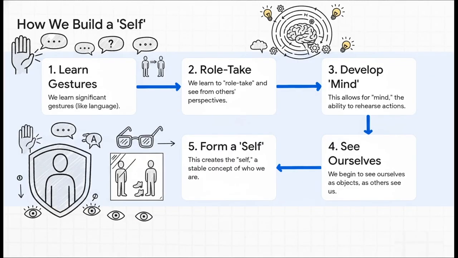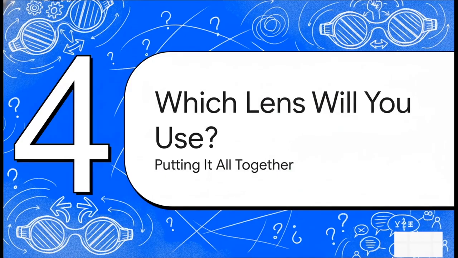One of the giants in this area, George Herbert Mead, actually laid out how this all works, how we even develop a self in the first place. It's a fascinating process. It starts when we learn significant gestures, like language. That's the key, because it lets us do something amazing, role take, or imagine the world from someone else's point of view. That skill allows our mind to develop, our ability to think things through and rehearse our actions before we do them. Then, we start to see ourselves as an object, the way other people see us. And all of this, all these steps, eventually build up to create the self, that stable idea we all have of who we are.